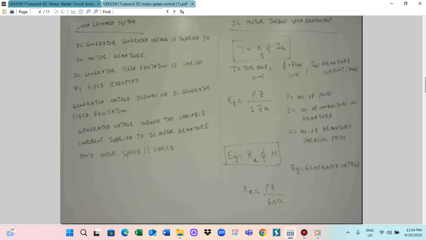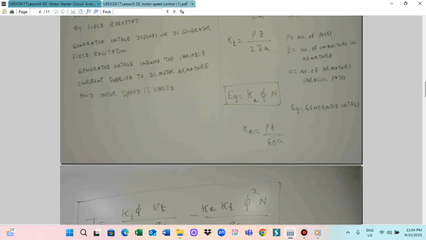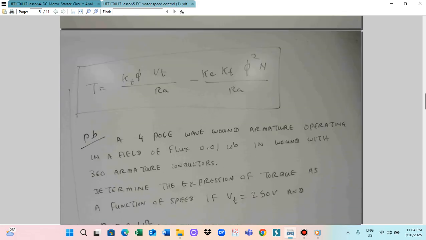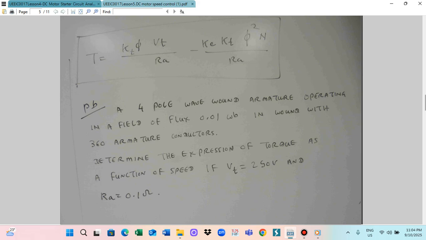The equation to calculate the motor torque is the formula T is equal to KT phi Vt divided by Ra, minus KE KT phi squared divided by Ra. So this equation is the motor torque. In this case, you can see that it can affect the motor armature current, Vt divided by Ra, where Ra is the DC motor winding armature resistance. So we can change the motor speed.